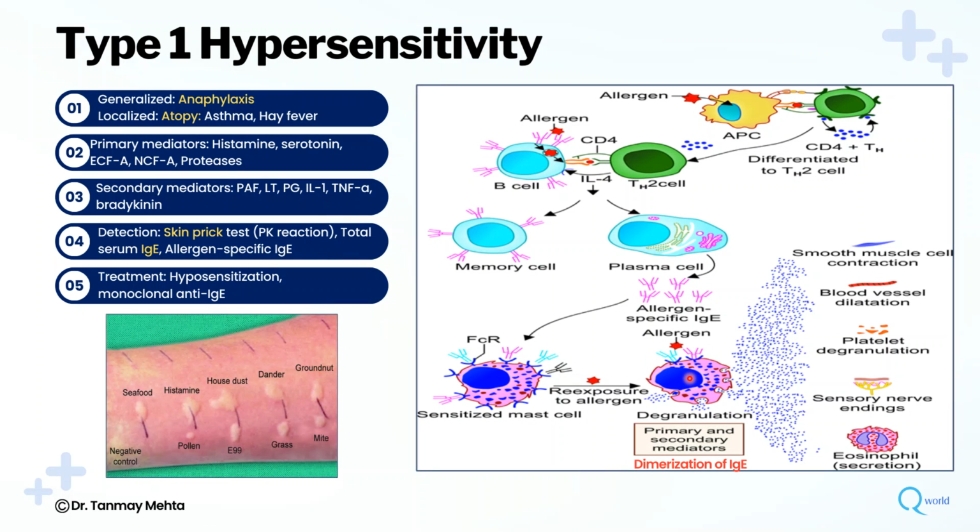Or you can measure IgE levels, total as well as allergen specific, using various immunoassays like the radioallergosorbent test, or the autoimmune immunoassay system, or fluorescent assay systems, which are now available. So this is about type 1 hypersensitivity, its mechanism, what the different types are, what the main mediators are, how you can diagnose it, how you can treat it. So I hope the mechanism is clear to you. So stay tuned for the next video in which we will talk about type 2 hypersensitivity.